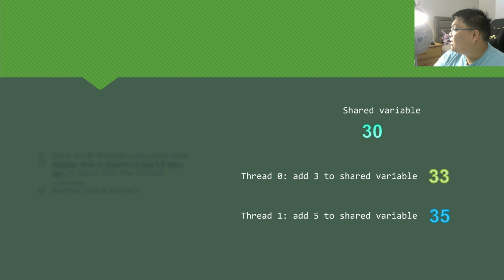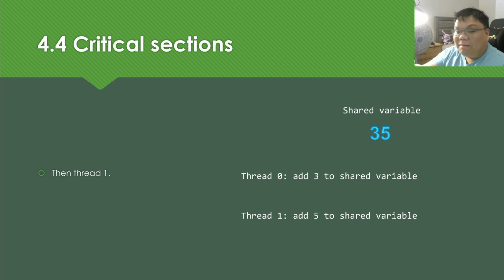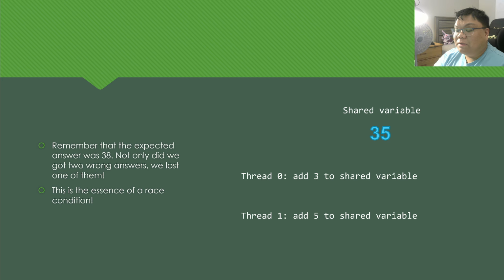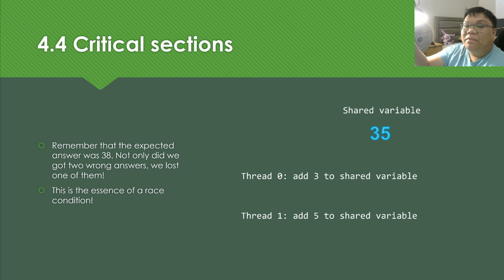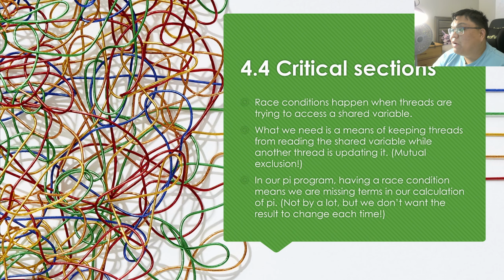Neither one is correct. Say thread 1 writes to the shared variable, and then thread 0 does, because it starts from 0. We not only got the wrong answer, but we got 2 wrong answers, and we lost one of them. That's the essence of a race condition, which only happens when threads are specifically trying to write to a shared variable. What we need is a means of keeping threads from reading the shared variable while another thread is updating it. That's called mutual exclusion.